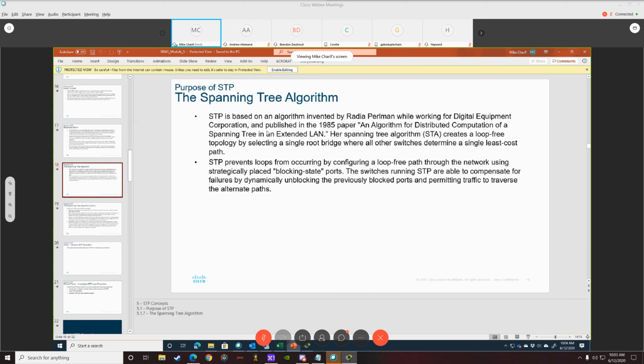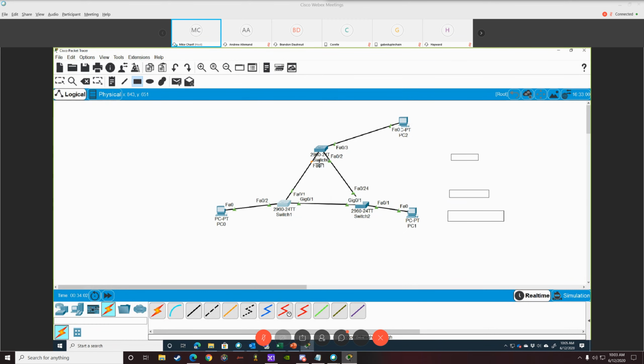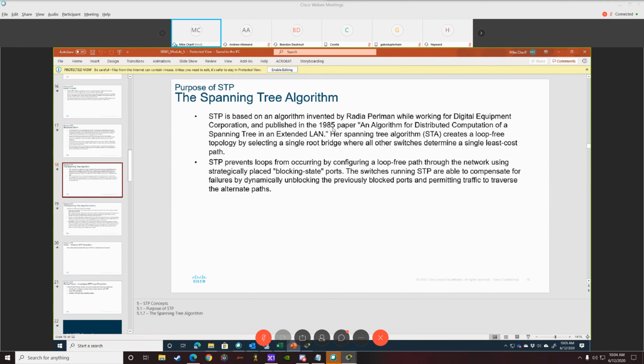So basically, the algorithm says we're going to prevent loops by configuring a loop-free path through the network using strategically placed blocked ports. So the STP, like we're talking about, will block it. And that's based on the algorithm this guy wrote in what year? 1985.